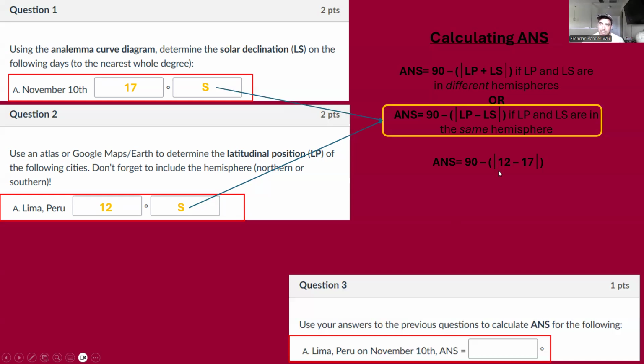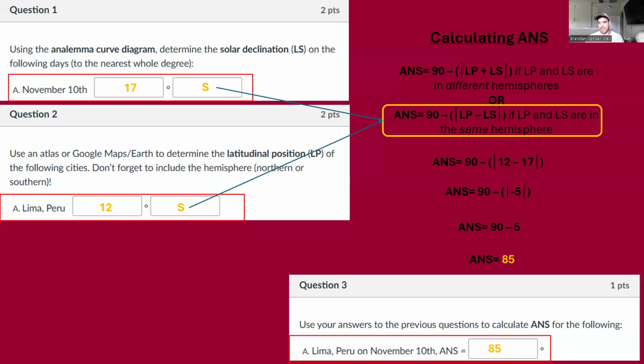Something you may not have seen in a while, to brush off some old math skills, are these brackets inside the parentheses. That means it's going to be absolute value. All that means is that once we subtract, we take 12 minus 17, we get -5. That -5 will be treated as just a regular 5. It's like the negative sign stays in jail. It stays in between those brackets. So the minus disappears. And then we take 90 minus 5, and you get an angle of the noon sun of 85 degrees.